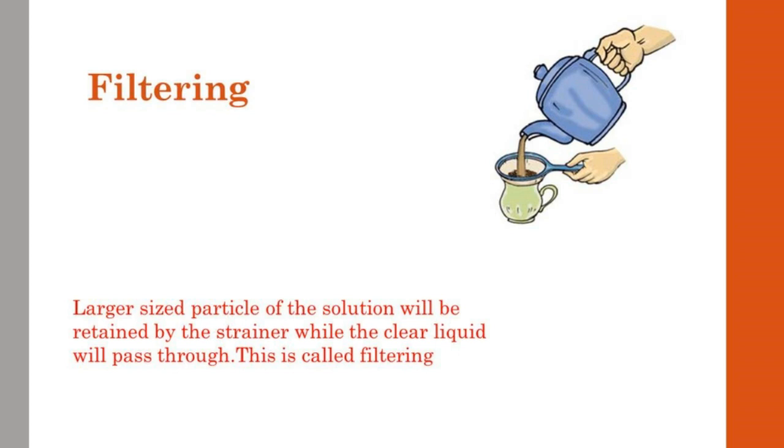Filtering. The choice of method of separation depends upon the properties of the components of the mixture. The separation method may be based on the particle size, shape, or physical state. They may be solids, liquids, or gases. Now come to filtering. You may have noted that your mother uses a strainer or filter to remove the tea leaves to get the clear liquid. Larger sized particles of tea leaves are retained by the strainer while the clear liquid passes through. This is called filtering.